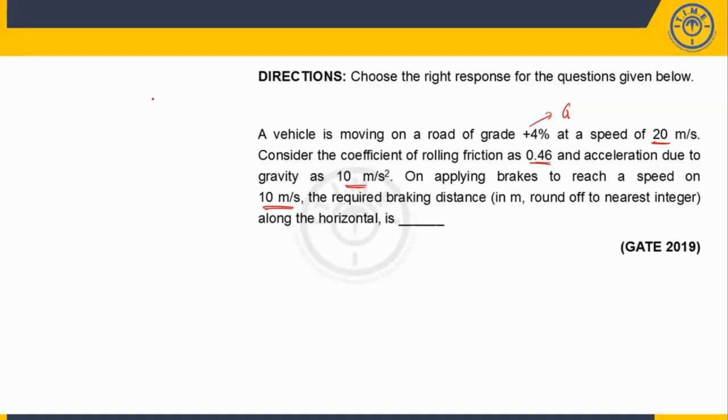Yes, sir. What is the formula for braking distance? V1 square minus V2 square, upon 2g into F eta plus grade N. Very good. N, how much do you need to take? Don't take 4 directly. It needs to be taken as 0.04. Very good.